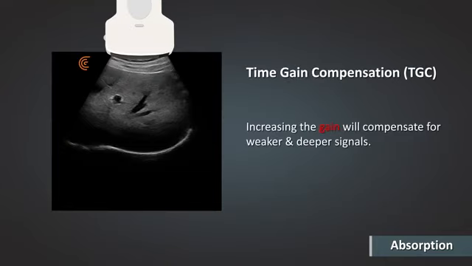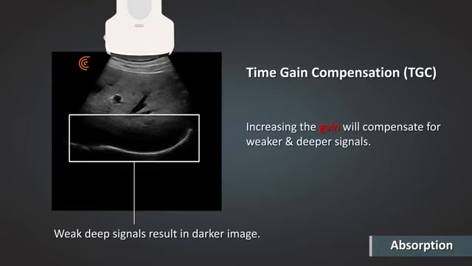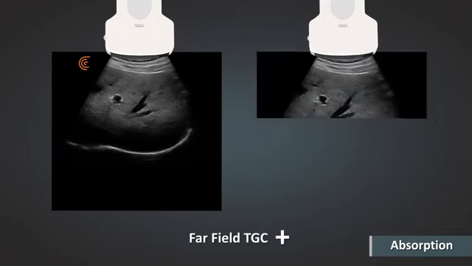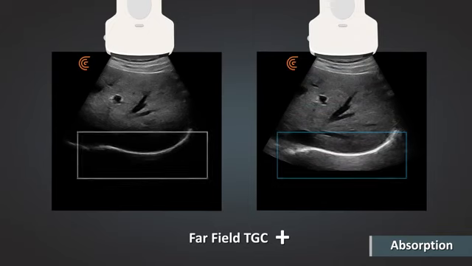Most ultrasound systems compensate for weaker, deep signals by increasing the time gain compensation, otherwise known as TGC or gain, at deeper levels. Increasing the TGC or gain brightens deeper structures to improve visibility.